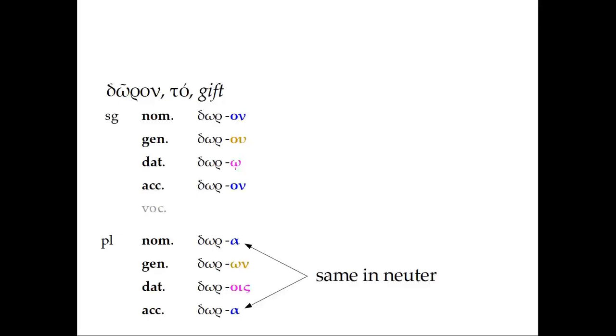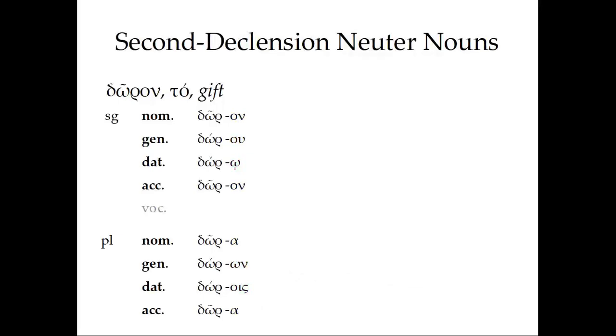Singular and plural are different here, but within those, nominative and accusative are going to be the same. This is a good thing and a bad thing. There's ambiguity here that we haven't seen before. So when we see doron, for instance, we're not going to know whether it's nominative or accusative, singular, until we look more carefully at the context. So this is the full declension of second declension neuter nouns, doron.